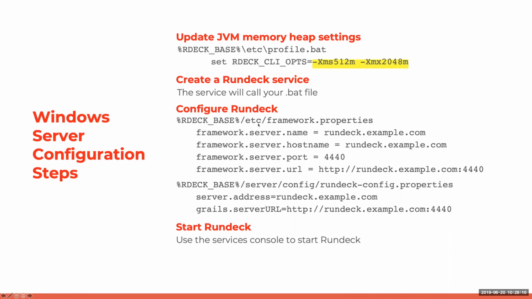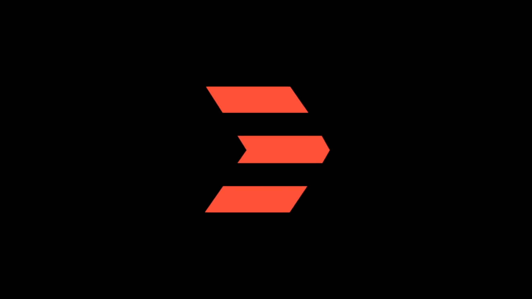Then you want to do your configuration in your framework.properties and your rundeck-config.properties. That's all pretty familiar to you guys, but obviously just making sure that you've specified the name and port and HTTP or HTTPS as needed. And lastly, go ahead and start Rundeck using that services console.